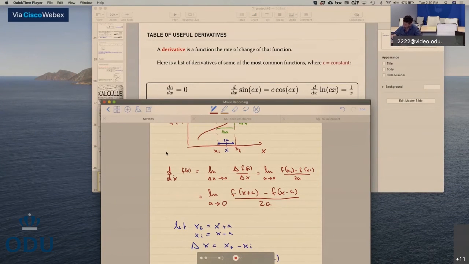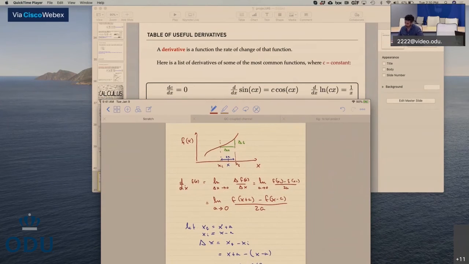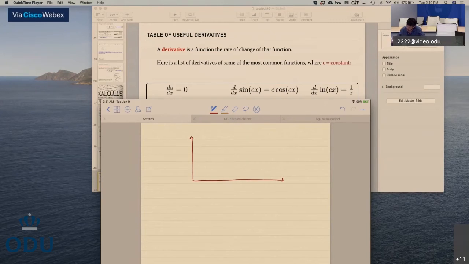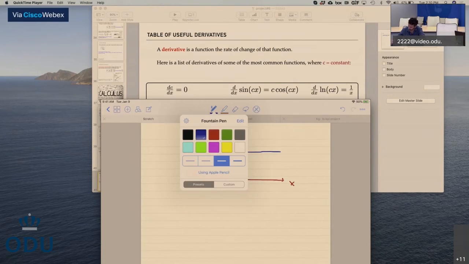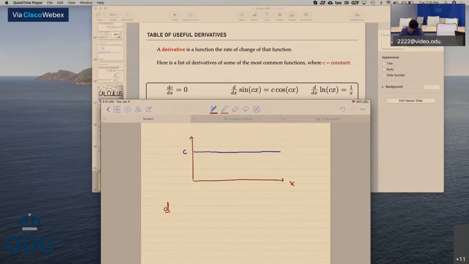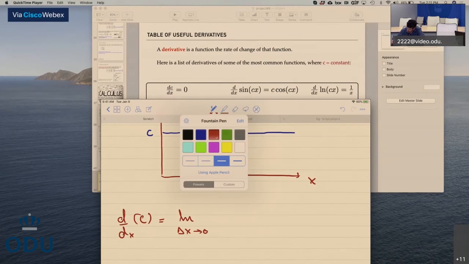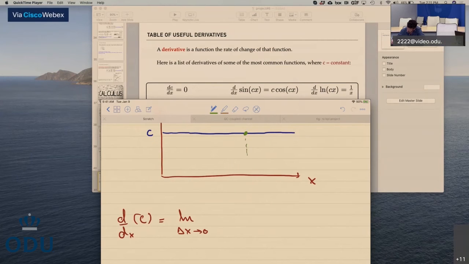Let's look back. You can always think about that if you let me plot my constant as a function of x. Oh, so if it's a constant, it just looks like a straight line, right? And this is c. And so it doesn't change with x, right? And so what is the derivative? The derivative with respect to x of c is equal to the limit as delta x goes to 0 of c evaluated at 2 different points. Okay, so let me just evaluate it at this point, and then at this point.